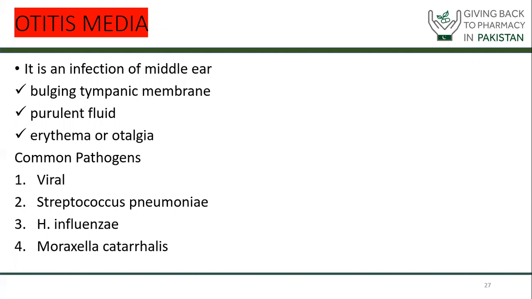Otitis media is also a very common cause of infection in the pediatric population. It is an infection of the middle ear, with bulging tympanic membrane, purulent fluid, erythema, or otalgia. Otalgia is basically pain in the middle ear. So there is an accumulation of purulent fluid, like pus-forming fluid, in the middle ear. If it is severe, it needs treatment. If it is only fluid and it is not severe or painful, then antibiotic treatment is not recommended.